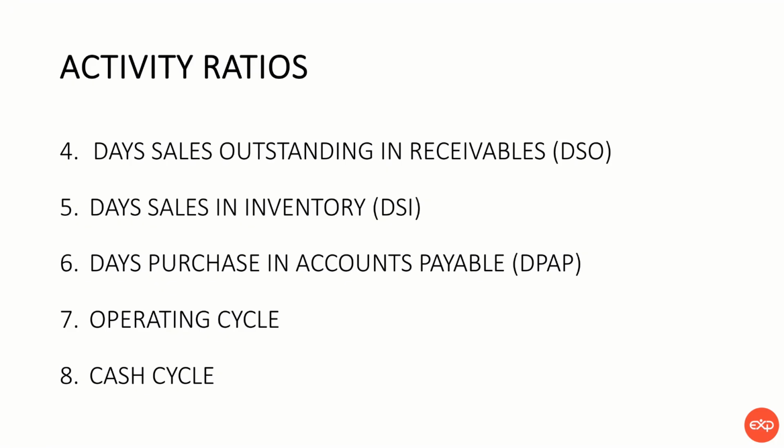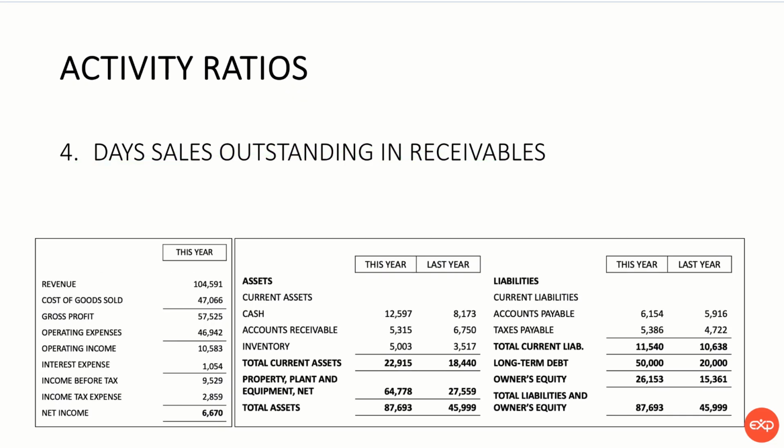So now we've come to the next batch of activity ratios that we're going to cover. The batch is a bit bigger. We have 5 calculations that we're going to be doing. We have days sales outstanding in receivables, sometimes referred to as DSO as a quicker term. We have days sales in inventory, which is DSI. Then we have days purchase in accounts payable, which is DPAP. And then we have operating cycle and cash cycle towards the end of this batch. So our first calculation is DSO, which is days sales outstanding in receivables.